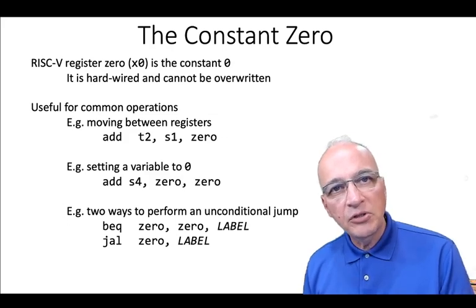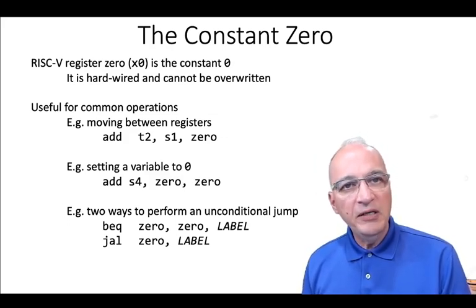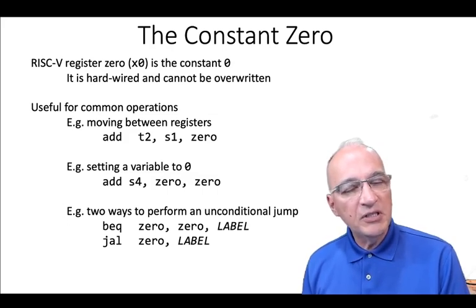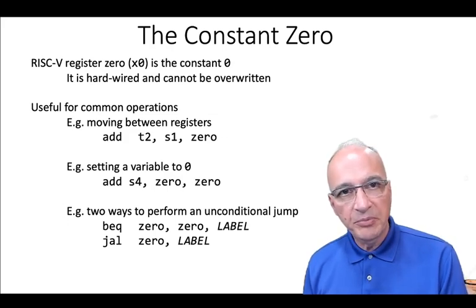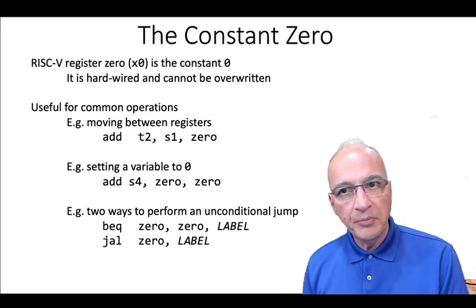Or you can do an unconditional jump instruction, where you specify that the return address is to be written into the register 0 instead of ra. That way, the return address will be discarded, and the instruction will actually perform an unconditional jump from where you cannot return. All these are different uses of the register 0.